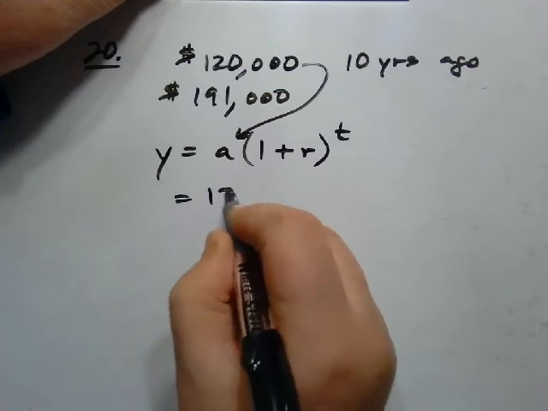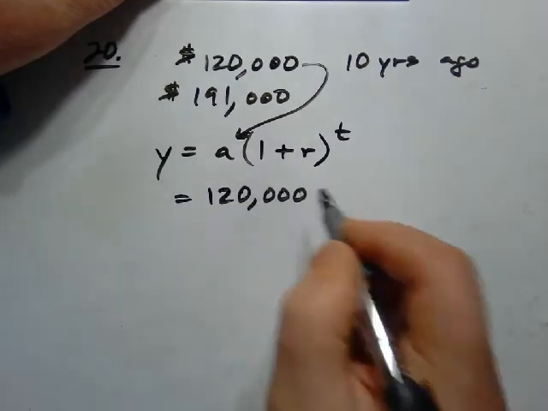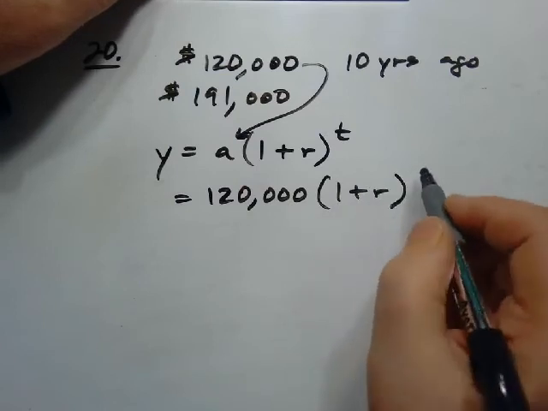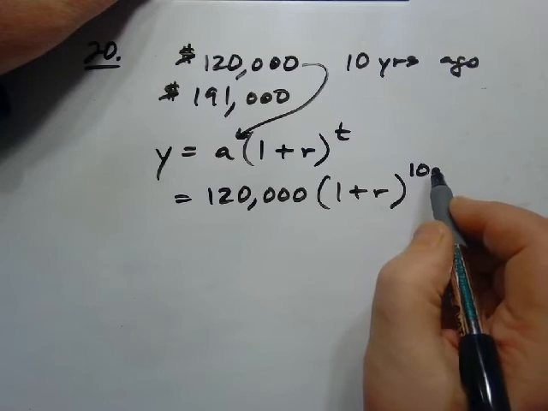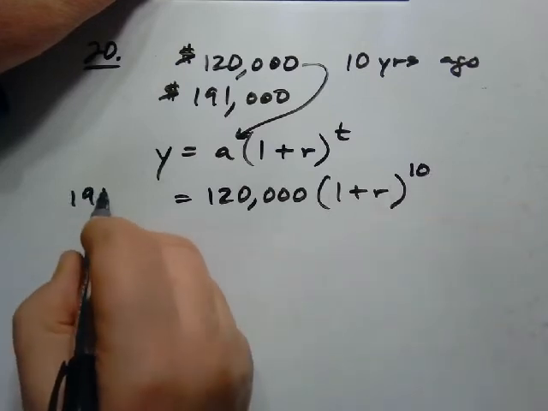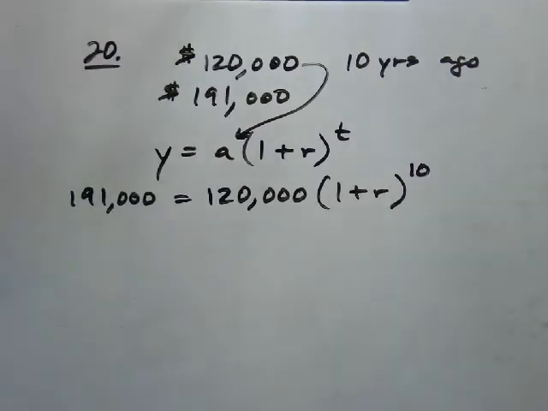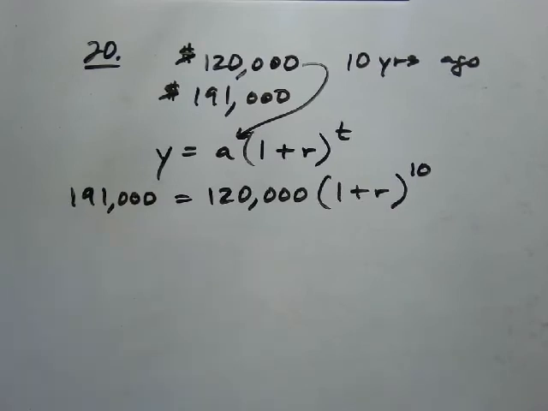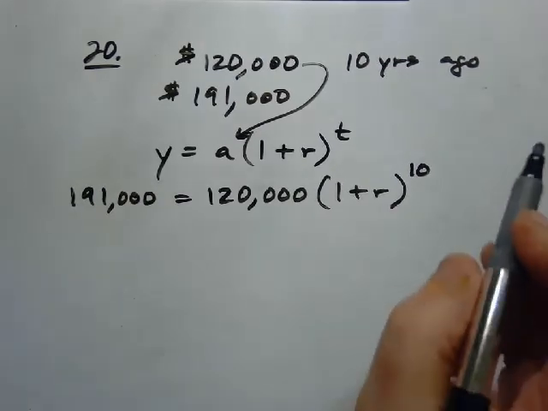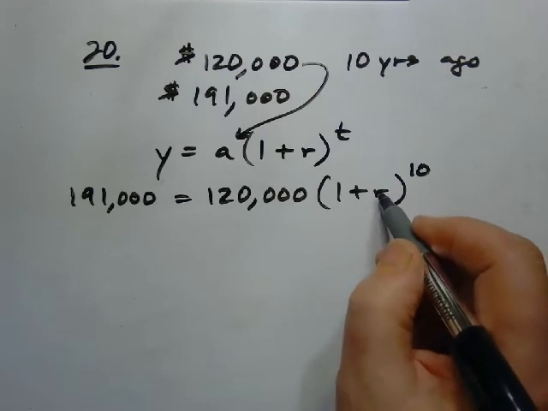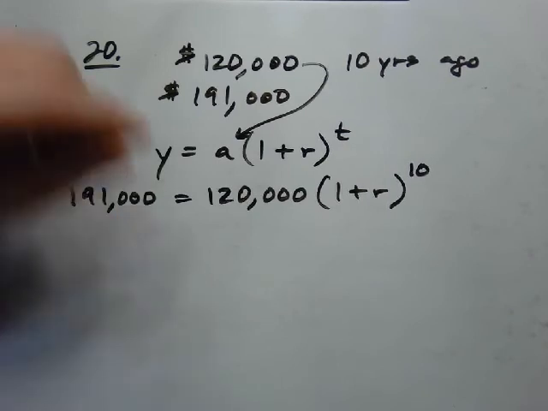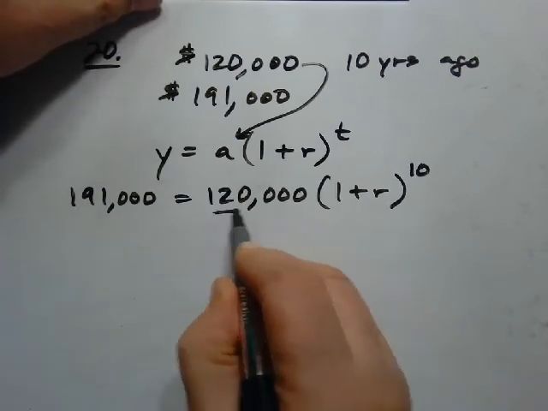So that would be 120,000, the first thing that happened in time. We don't know the rate, but we do know that in 10 years the amount was 191,000. So here's a problem where you're actually asked to find R. Now, the first time I looked at this, I thought, oh, I'm going to have to use logs. No, we don't need logs. Why is that? Well, because the variable we're trying to find is not up in the exponent. So this problem does not involve using logs. Let's go ahead and solve it.